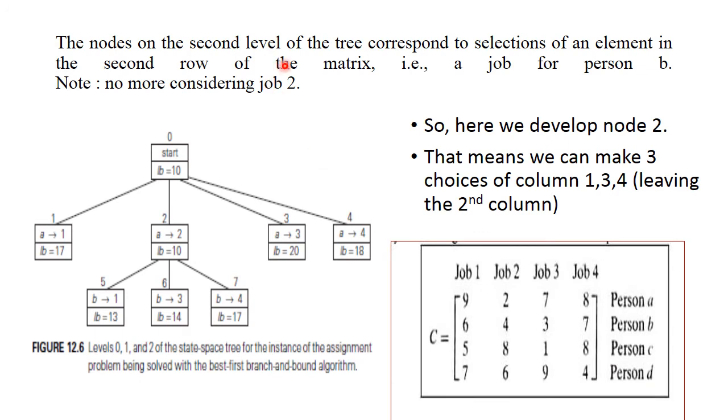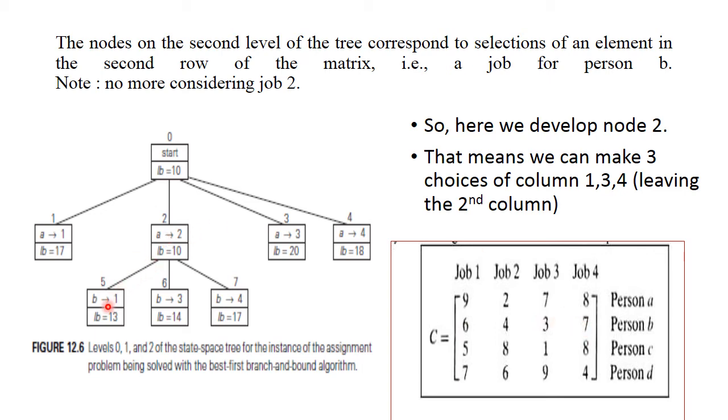Now the second level of the tree. Second level of the tree means obviously job 2 is excluded from the remaining calculations. So remember always, job 2 will not be considered anymore. You have to consider only 3 jobs, that is job 1, job 3 and job 4. Now for person B, you have 3 options, 1, 3 and 4.